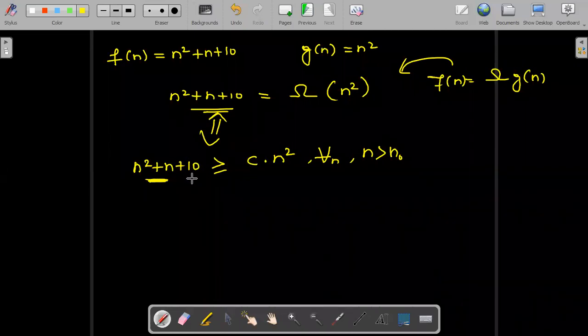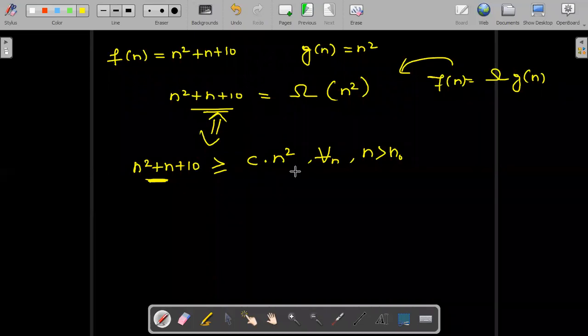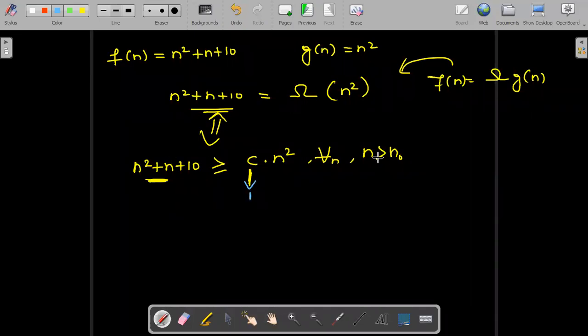Right now, tell me which is greater in this. Okay, no problem. I think everybody understood this one. Now take the c value, please everybody observe here. The c value is equal to 1, and n naught is also equal to 1. Now please check what value you get.